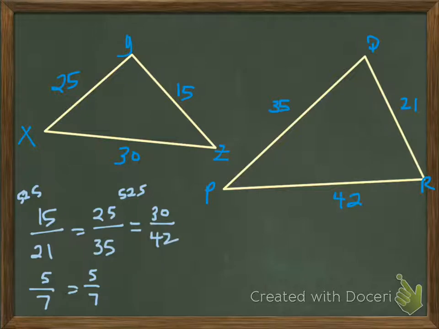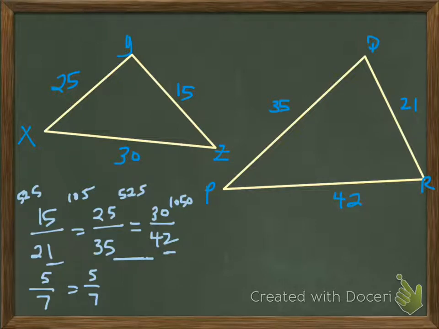And again, I can cross multiply and divide here and do 30 times 35. In this case, I have 1050. Okay, and then 42 times 25. And I'm going to get 1050 over here. And so these sides are proportional. If these sides are proportional, that means that these sides are also proportional.